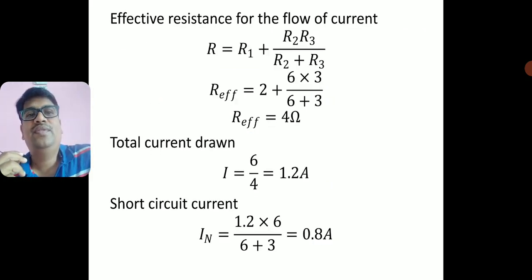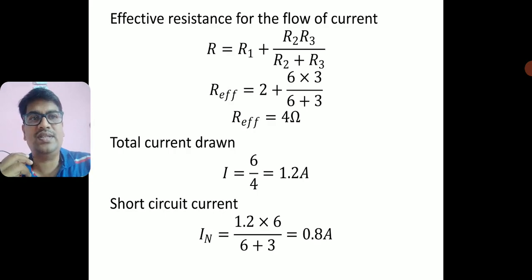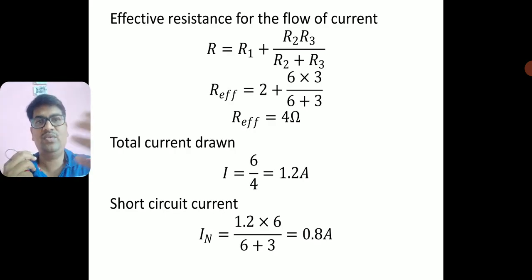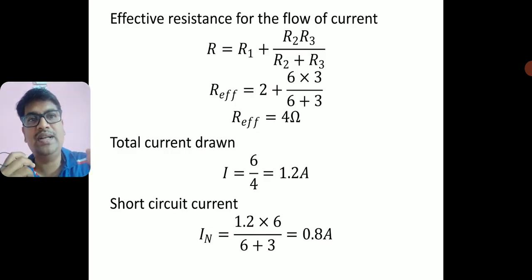Alright, to calculate IN, the branch current, why am I calling it a branch current? We have two branches here, one branch is R2 and another branch is R3. So I need to calculate the current which is flowing through the R2 branch, which is our Norton's current. For the branch current you need to calculate the main current and the resistance. First let me find the effective resistance, not the Norton's resistance. This is the effective resistance which I am calculating to find the main current.